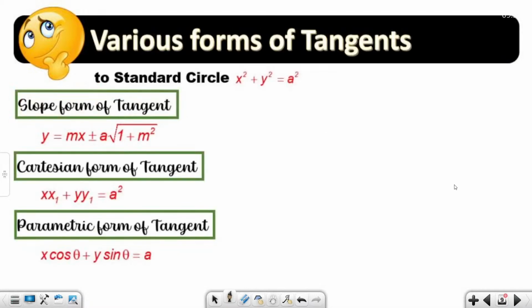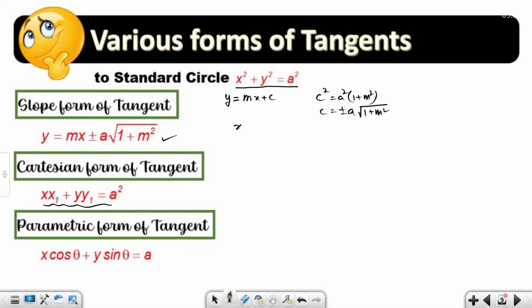Next, we have learned the various forms of tangents. For the slope form of the tangent, I have already shown you that when y equals mx plus c is a tangent to a circle x square plus y square equals a square, in that case, the condition is c square equals a square into 1 plus m square. So c can be written as plus minus a into root over 1 plus m square. Therefore, the equation of the tangent in slope form is written as y equals mx plus minus a root over 1 plus m square. This is the Cartesian form of the tangent.